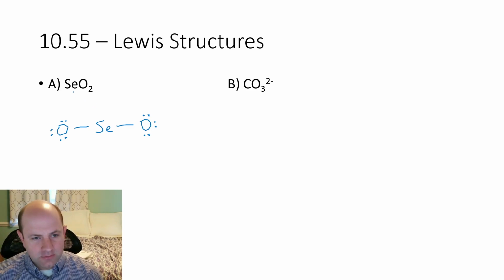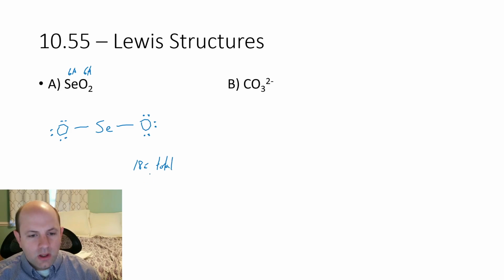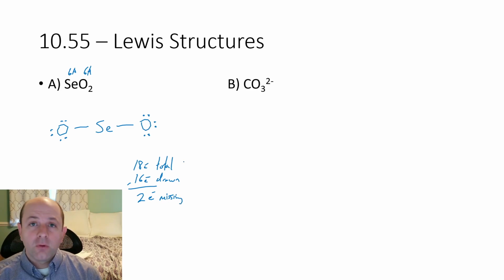Third step, we're going to count. All 3 of these elements, again, have your periodic table out, all of them are 6A. So 6 plus another 6, I'm supposed to have 18 electrons total. Currently drawn, we have 16 electrons drawn. And so when we subtract that, we got 2 electrons that are missing and still need to be added. Step 4 says add any missing electrons to the central atom in pairs. So we'll go ahead and add those 2 dots on the selenium.